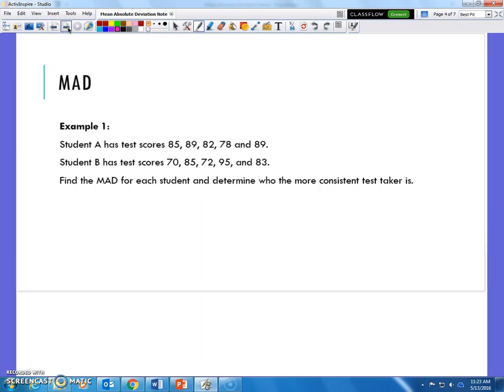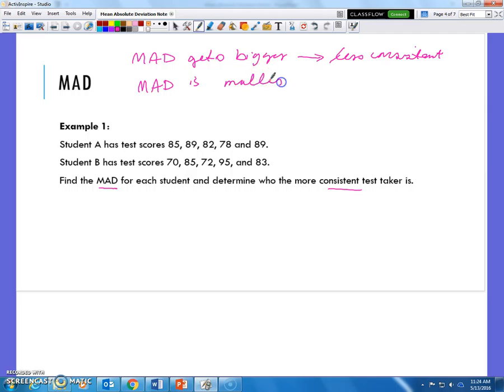Well, let's take a look. Student A has test scores 85, 89, 82, 78, and 89. Student B has these test scores. Find the mean absolute deviation for each student and determine who is the more consistent test taker. The MAD is going to tell us who's more consistent. As the MAD gets bigger, less consistent. If the MAD is smaller, more consistent.